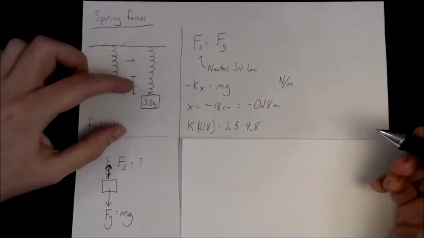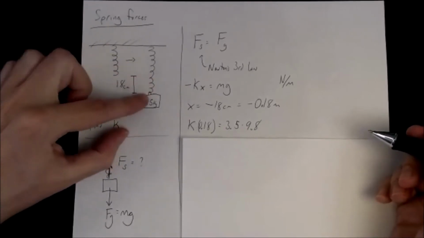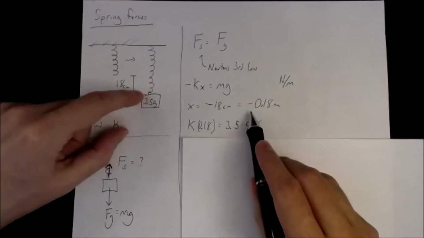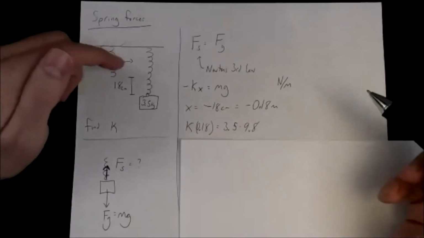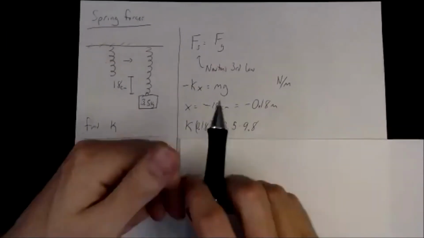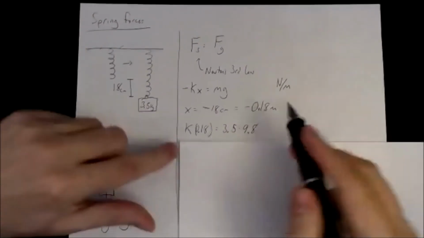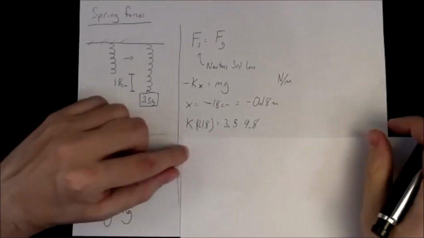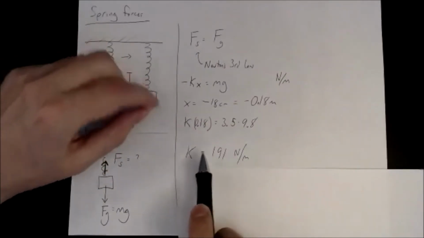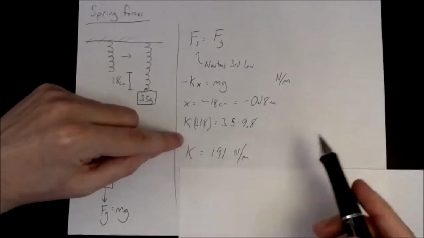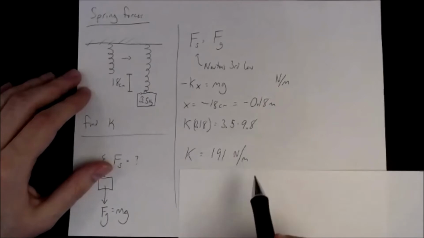Question, why did we get negative 18 centimeters? It's because the spring was stretched downward by 18 centimeters. If you go down by 18 centimeters, then that's a negative because, you know, if you go up, y is more positive. If you go down, y is more negative. So stretching down, you get a negative sign. We can then solve for K, and it's just one equation and one unknown. So we get 191 newtons per meter.